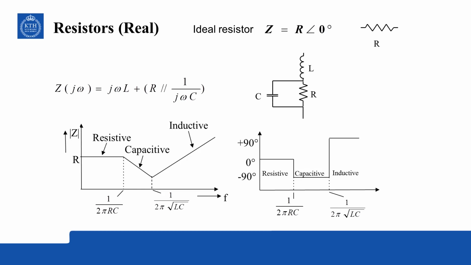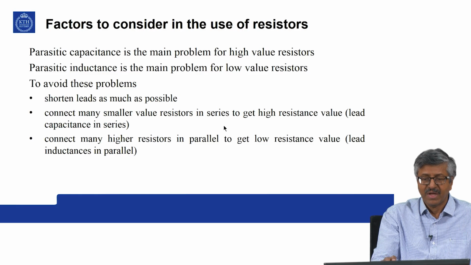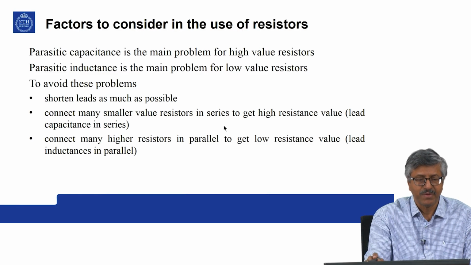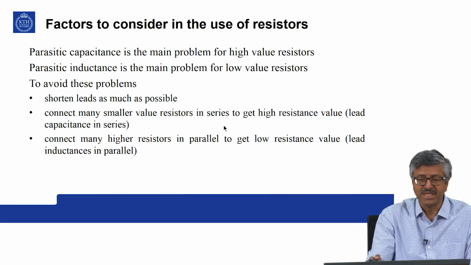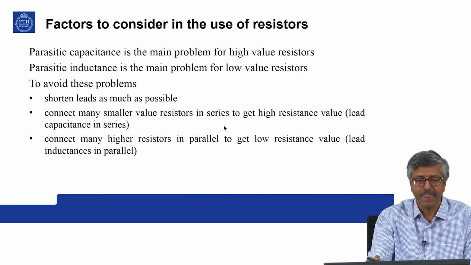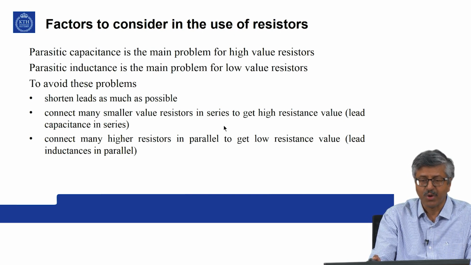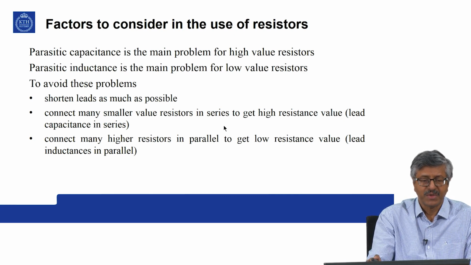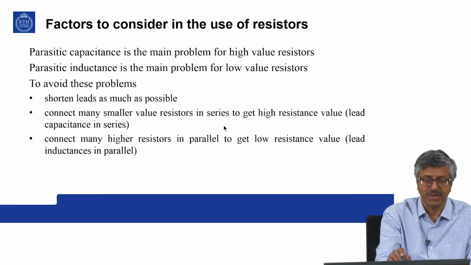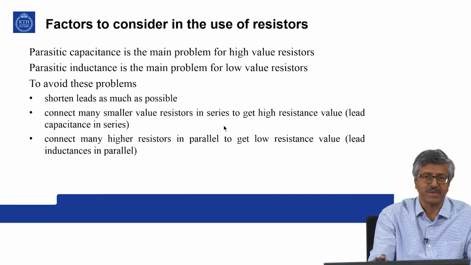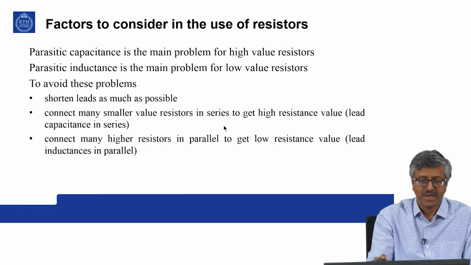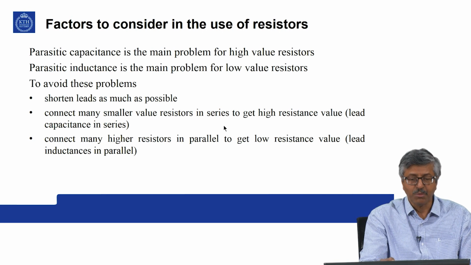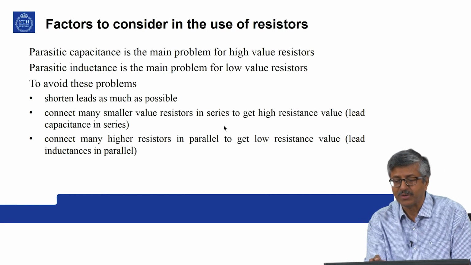So two different models are possible for a resistor. Factors to consider in the use of resistors. One is that parasitic capacitance is the main problem for high value resistors. Parasitic inductance is the main problem for low value resistors. To avoid these problems, shorten the leads as much as possible. Then you reduce the parasitic elements, both parasitic inductance, parasitic resistance and parasitic capacitance. Connect many smaller value resistors in series to get a high resistance value.